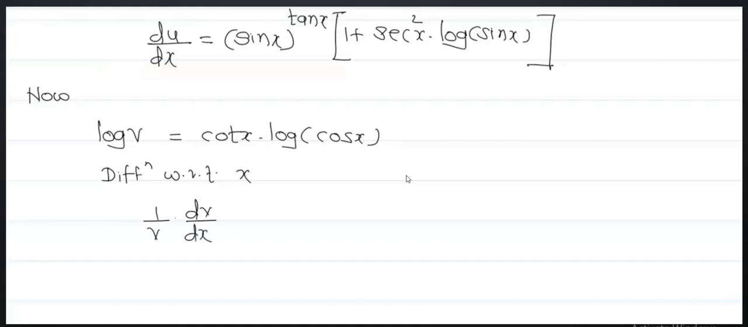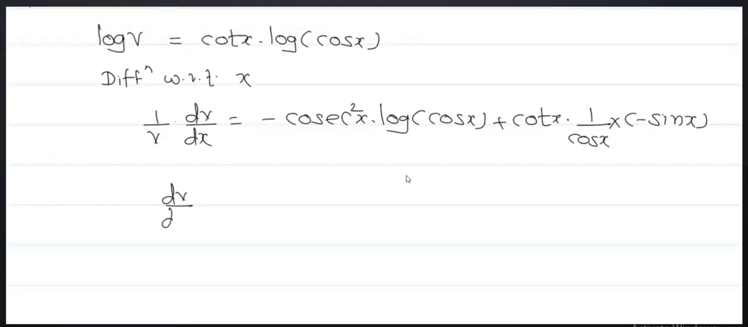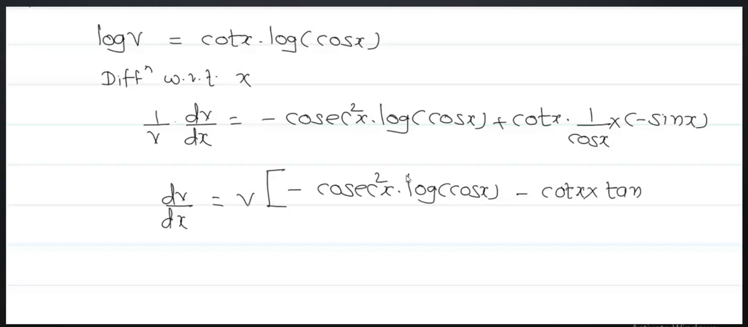Apply the product rule. Derivative of cot x is minus cosec square x, times log of cos x, plus cot x. Derivative of log of cos x is 1 upon cos x into derivative of cos x, which is minus sin x. And therefore dv by dx is equal to v into in bracket minus cosec square x into log of cos x minus cot x into tan x. That gets cancelled, you will get minus 1 there.